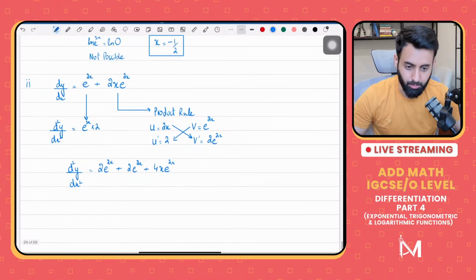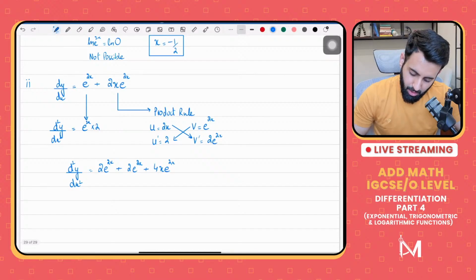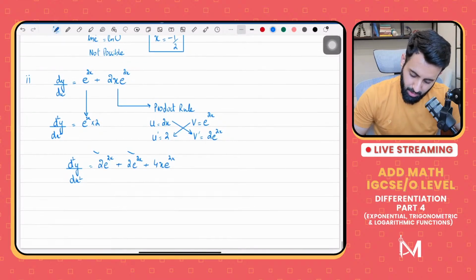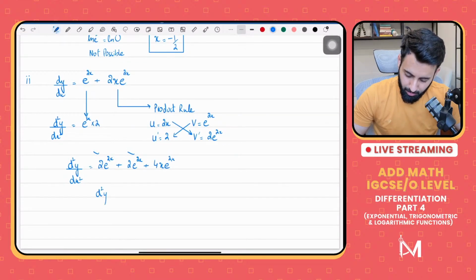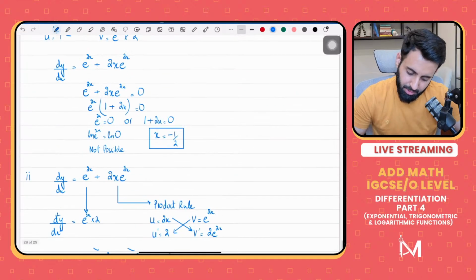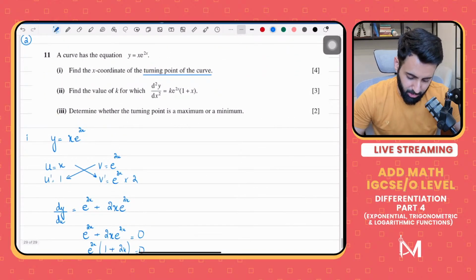Yeah. Now, let's put this all together. So, 2e power 2x plus 2e power 2x is something that can be added further. So, d square y upon dx squared is equal to 4e raised to the power 2x plus 4x e raised to the power 2x. Keep your eyes on the prize. That means keep looking at what you're supposed to bring it equal to.